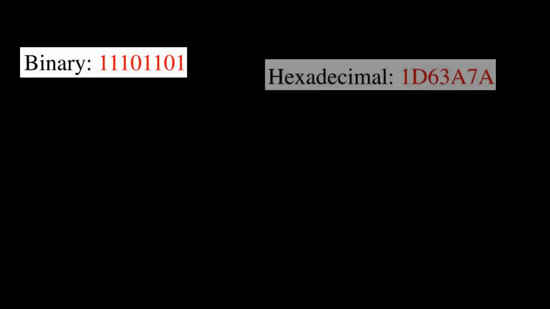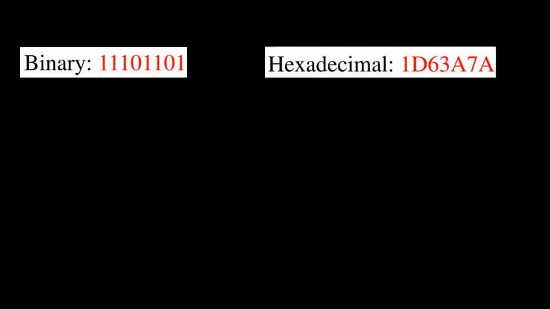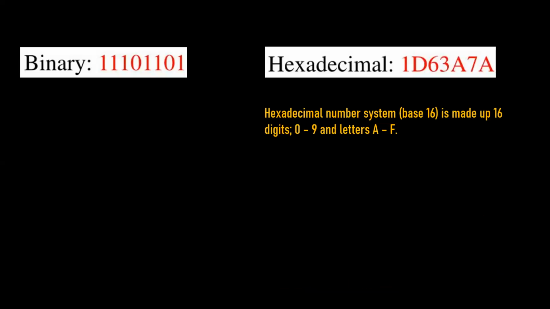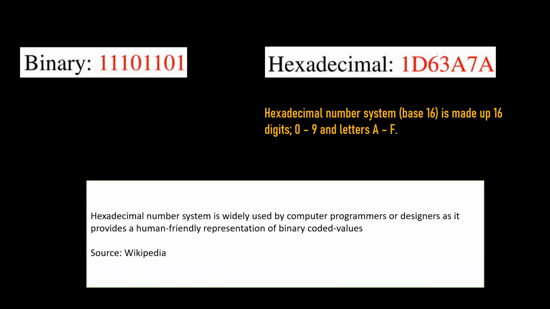only. Today, the hexadecimal number system, or base 16, is made up of 16 digits, numbers 0 to 9, and letters A to F. For example, we have 1 base 16, 3A, 7A. So this number system is widely used by computer programmers or designers as it provides a human-friendly representation of binary coded values. To convert, we would need to make use of these equivalents.